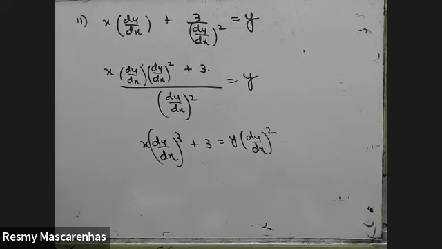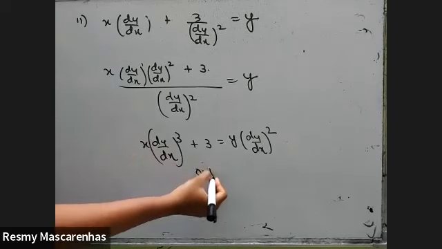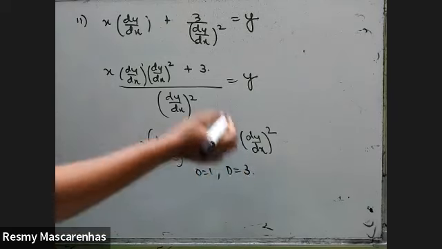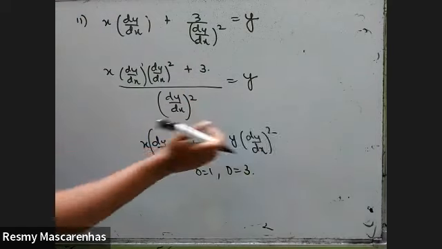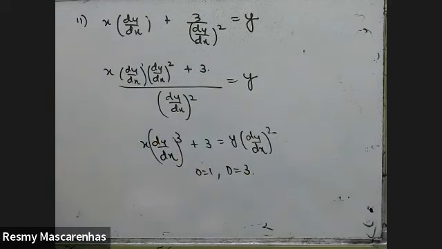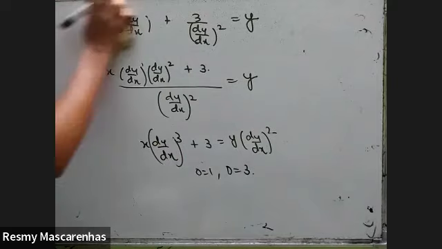Winston, what will be the order here? One. And degree? 3. Yes, good. So order will be 1, degree will be 3, because among these two, the highest is 3. Last one.